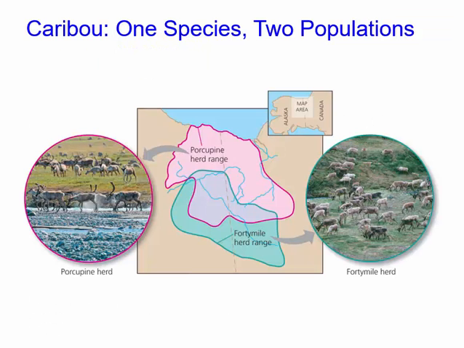An example of population, or 2 different populations here, are with caribou. Now you'll see the range of these 2 different caribou herds. They do overlap, but we consider them the same species. They have the potential to interbreed, but they do tend to only interbreed within their own population. So even though there's overlap, we have 2 distinct populations.